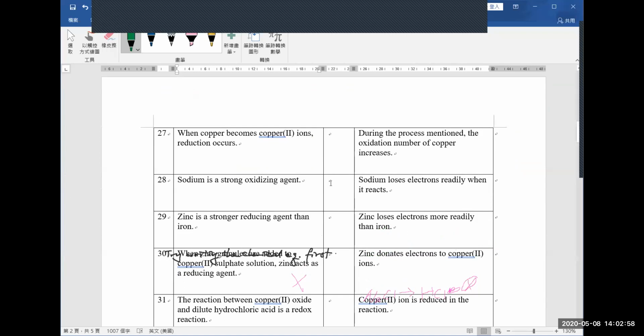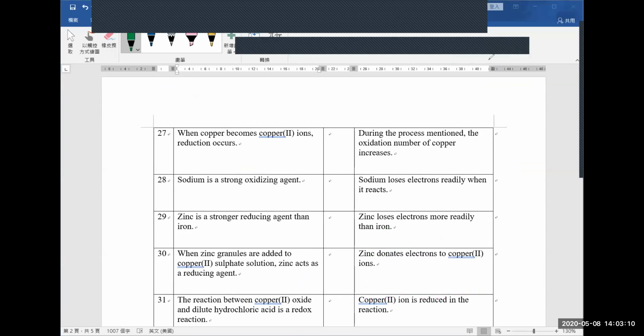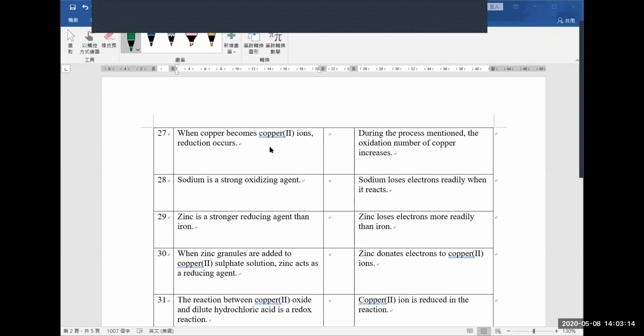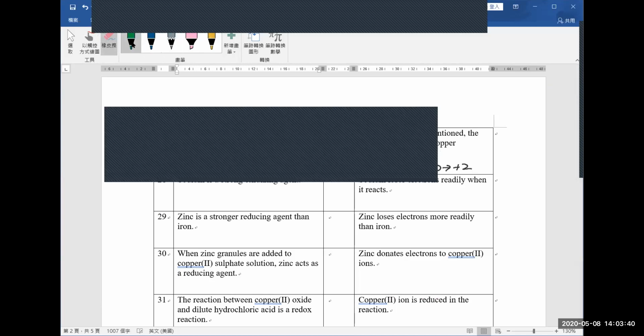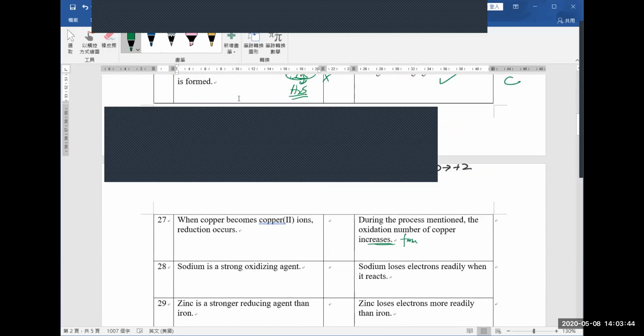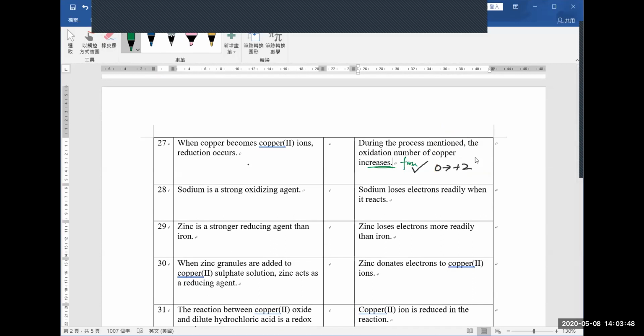Marcus, your turn. When copper becomes copper two ions, reduction occurs, but too easy. Marcus, what do you think? When copper becomes copper two ions, reduction occurs. During the process mentioned, the oxidation number of copper increases. Yeah, increases from what to what? 0 to +2, yes, that's right. What is that? It's correct.